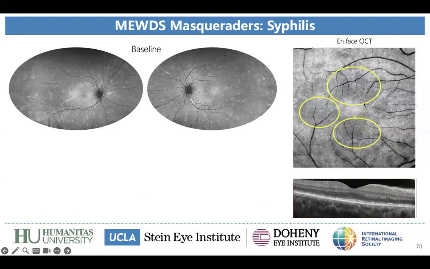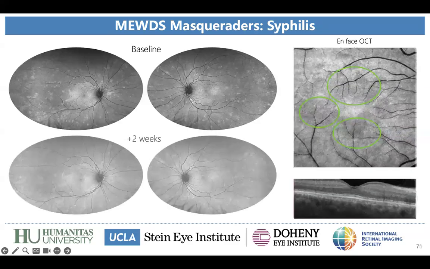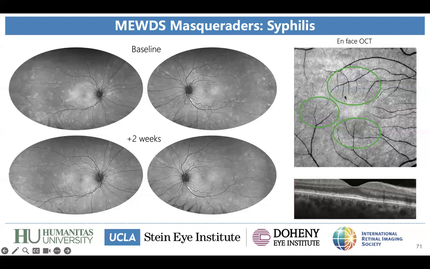I show you again. If you look at the zoomed circles, you can see the resolution of the spots and dots. And this can be a very useful way to monitor the improvement and the response to therapy in these patients.